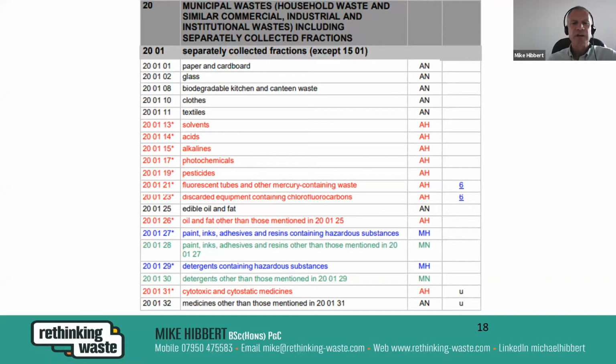And this is a mirror hazardous waste. And underneath it, in green, is 200128. Basically anything above that has got MN, that means it's mirror non-hazardous waste.